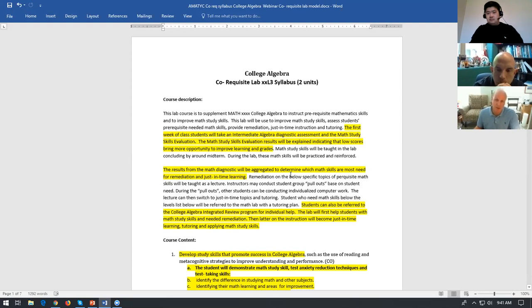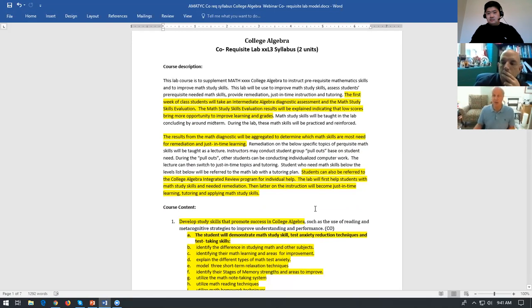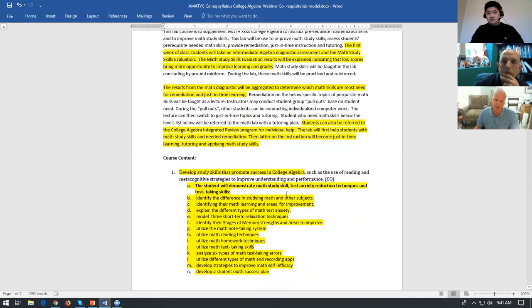We start looking at the math diagnostic. What skills are we going to teach? I just mentioned that. They have that mentioned right in the syllabus here. And then they have some other programs where they can look at college algebra integrated reviews. What we're going to do there, quickly doing that. Now, course contents. Now, this is the co-req course. You ready? Co-req. Course of study skills, they're talking about that in the first 5 or 6 weeks.